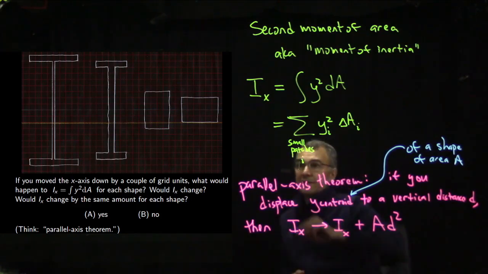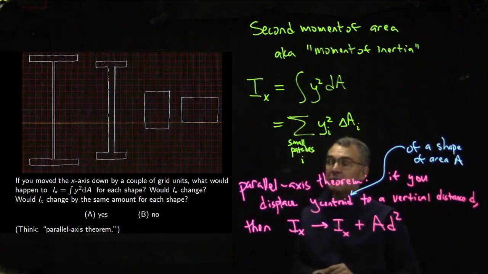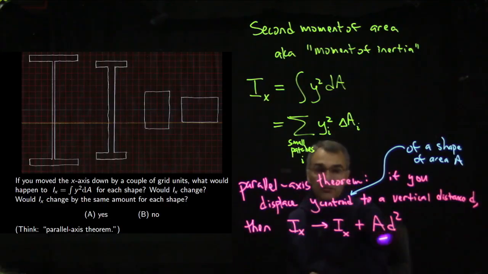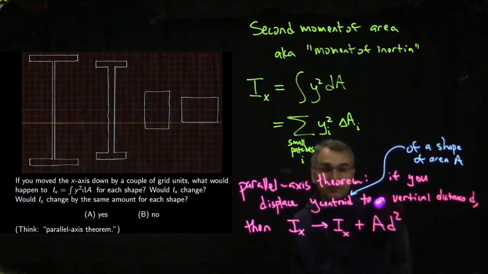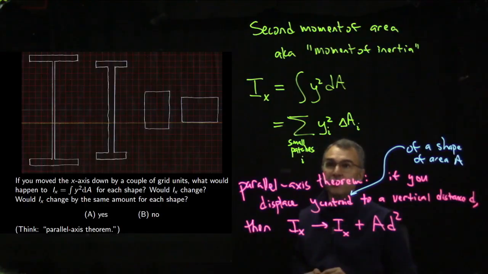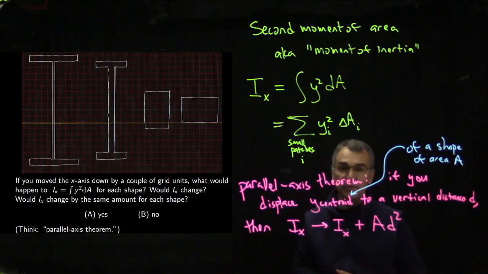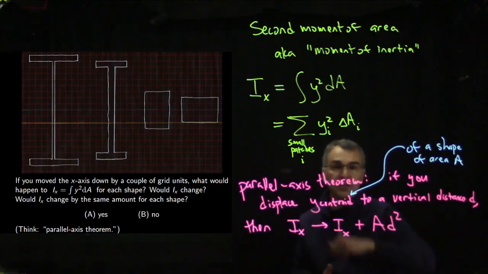Even though the values for second moment of area for these 4 beams are all different, the amount that we increase each one by is the same in all 4 cases. In each case, we increase it by this area, which is 24 square units, times d squared, and the displacement is 2 units in each case. So we're increasing it by 96 units to the 4th power. I like answer A here. Yes, I sub x would change by the same amount for every shape, 96 units to the 4th power, because the area is the same and the displacement is the same.